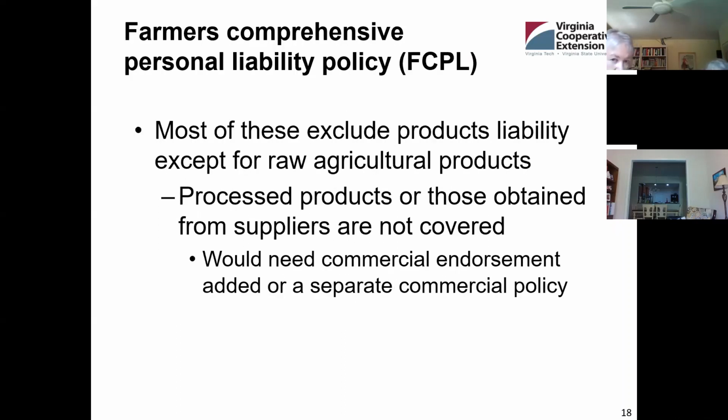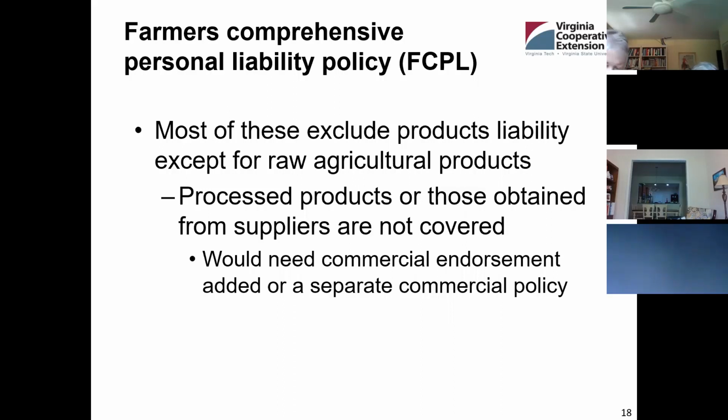Many people may have a farmer's comprehensive personal liability policy. This may just be known as a farmer's liability policy. There's a couple different names for it, but most of these policies exclude products liability except for raw agricultural products. So if you do have a farmer's liability policy, I would suggest, unless you're 100% sure what it covers, that you contact the agent who sold this policy and ask, what kind of products does this actually cover? Processed products, or those obtained from suppliers, are not covered. So I would need a commercial endorsement added or a separate commercial policy if I'm selling any type of produce that is not considered raw agricultural products.